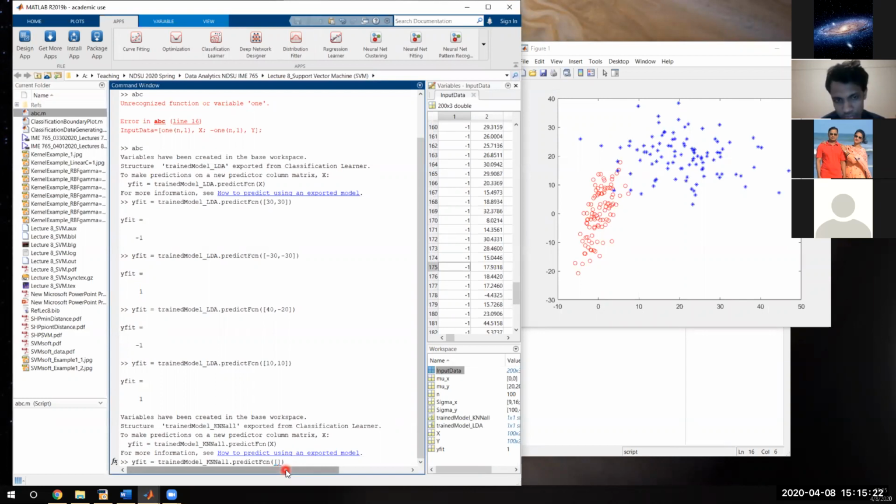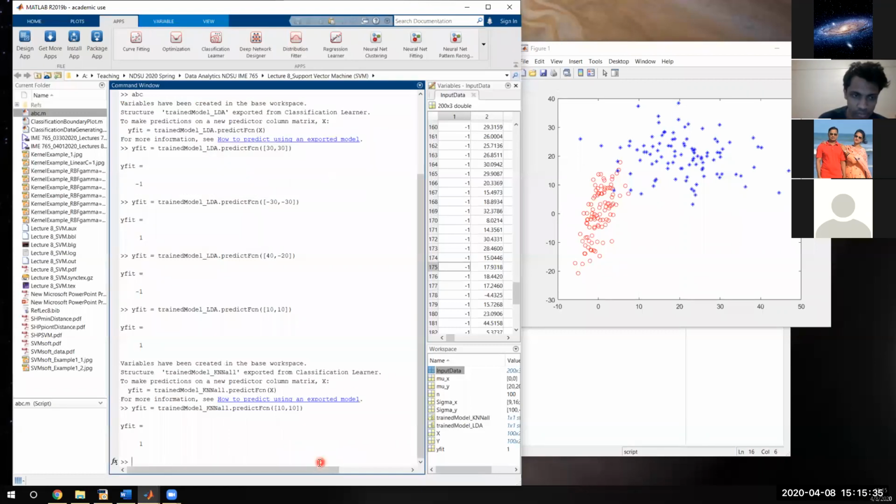How about we play 10, 10 again? Because 10, 10 is kind of difficult. 10, 10 is something like here. But for KNN, it's very clear. 10, 10 must be red. It must be +1. But we tried it. It was +1.